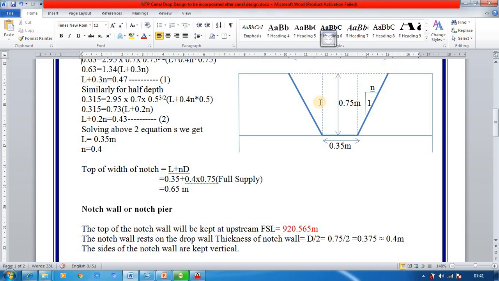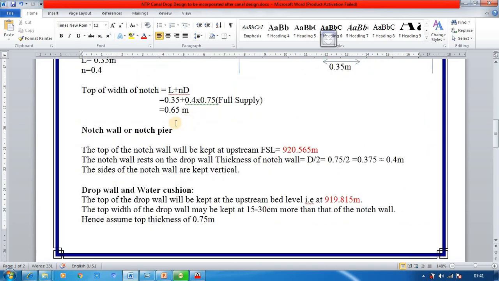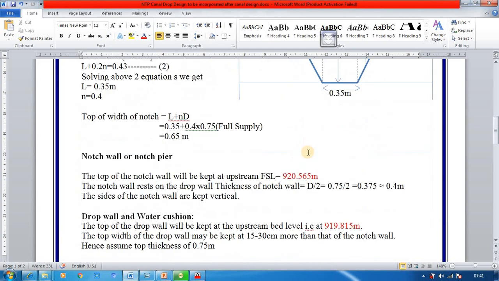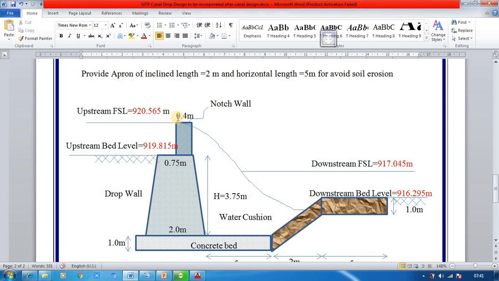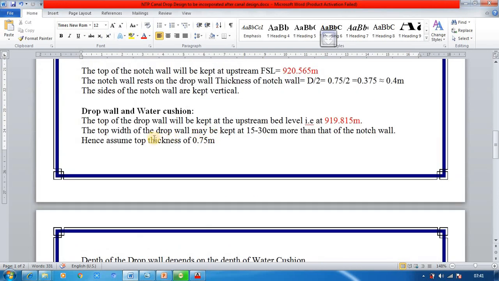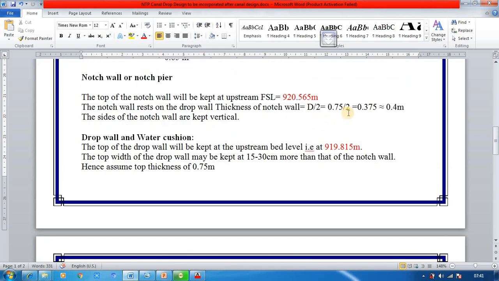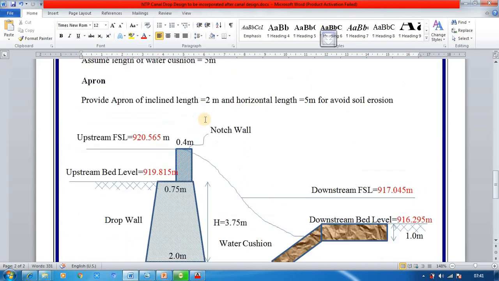The next one is the notch type, that is the notch wall or notch pier, which you need to design. For this notch wall, you can keep the width of the wall exactly half of the depth of the flow. So d by 2 will be 0.375, approximately make it 0.4. The sides of the notch wall are kept vertical, so these are vertical walls.